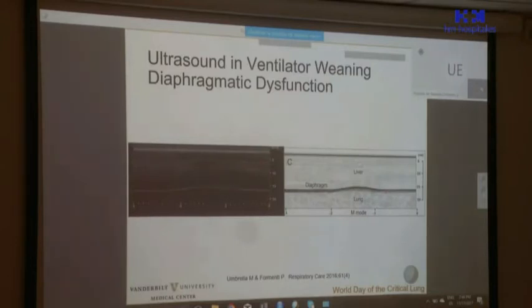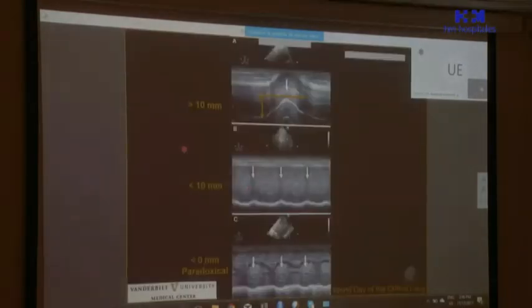So this is the actual ultrasound image. This is more of like a cartoon image of what it would look like under M mode, which is the technique that's recommended. Here in this image, you can see the first one, A. It's a volunteer who is spontaneously breathing and has fantastic excursion. The movement of the diaphragm moves quite a bit, and so that's what we appreciate.